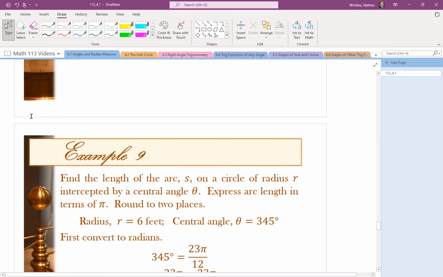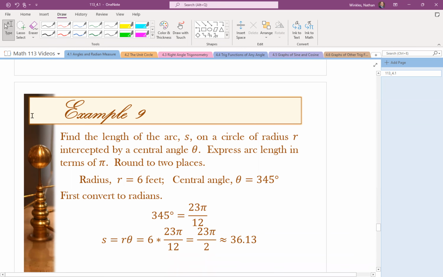Once we do that, we can plug directly into our formula of s equals r times theta. So we get 6 times 23 pi over 12, which is the same thing as 23 pi over 2, which is approximately 36.13. Because it told us to round to 2 decimal places.